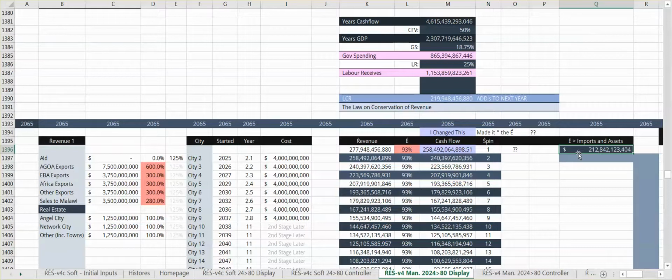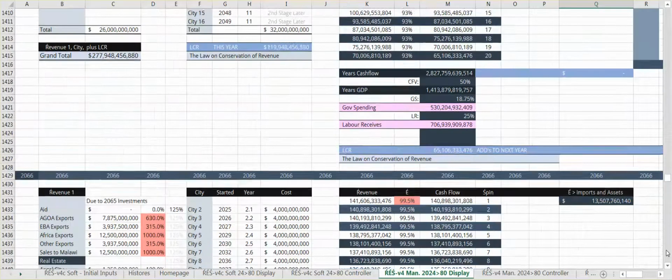And by 2065 LCR is replenished, and I do the same again, lowering E to 93%, but release 212 billion, this time with a mind on buying just about everything else that was for sale in Malawi. Whereafter, as before, 2066 increases E to 99.5, and by 2070 LCR is replenished again. So let's go to 2070.